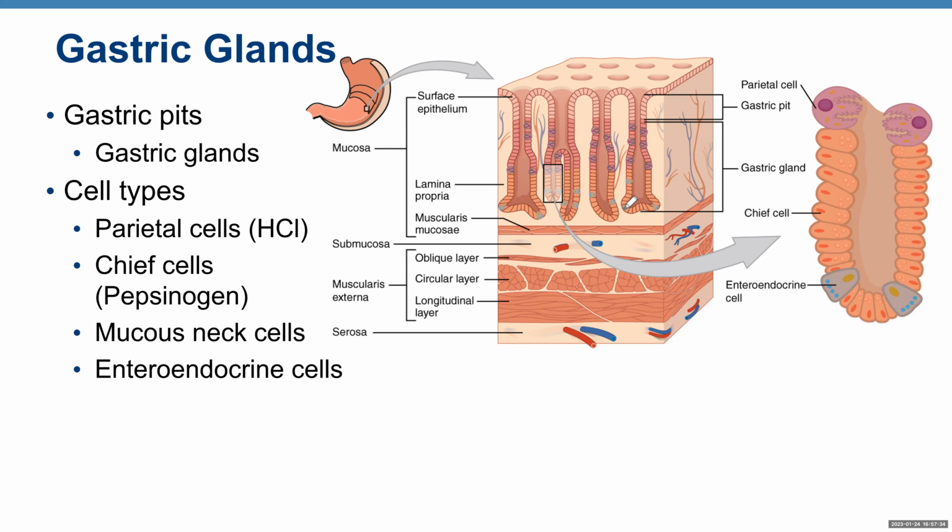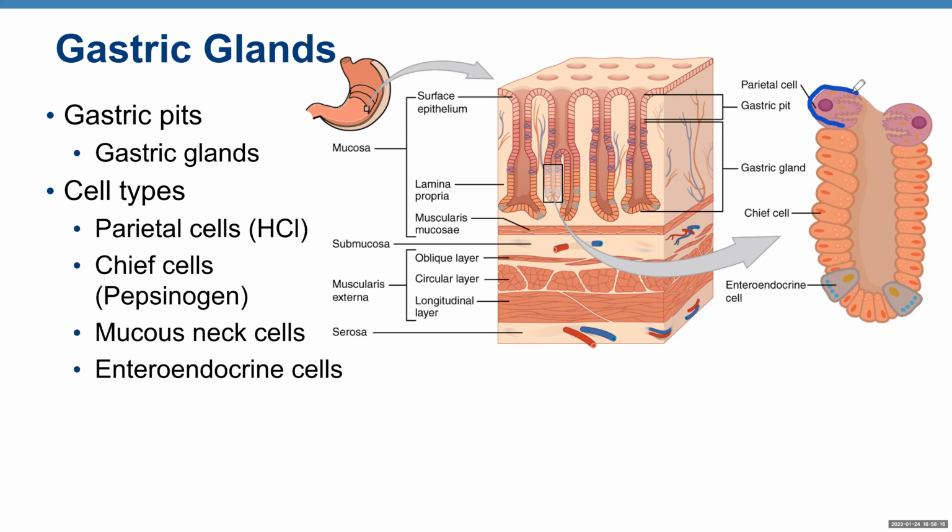We have different types of cells in these gastric glands, but the major cells are parietal cells that produce hydrochloric acid and chief cells that produce pepsinogen. Pepsinogen will be activated, and to activate pepsinogen we need hydrochloric acid, and it becomes pepsin. Pepsin is the enzyme that digests proteins. Here you can see chief cells, the most numerous cells, that produce pepsinogen.